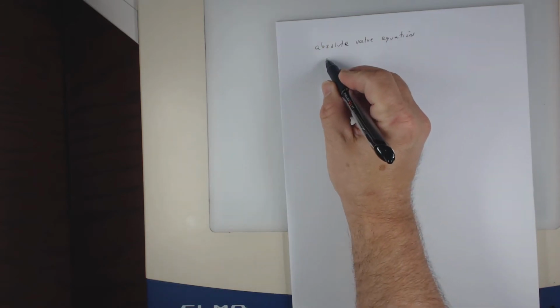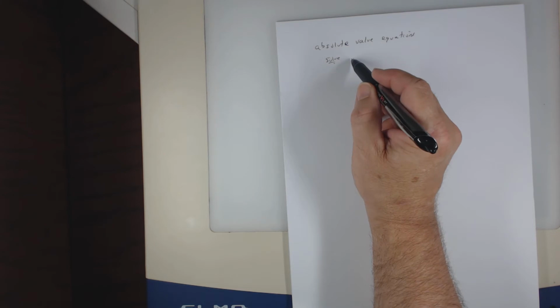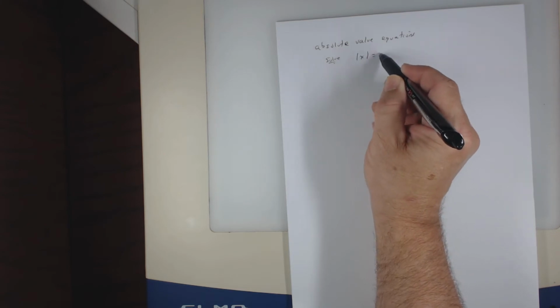Absolute value equations. So it's going to look like this. Let's look at a simple one to begin with. Suppose I want to solve, now this is the simplest one that you could ever have. Suppose you want to solve absolute value of x equal 2. Let's suppose you had this.